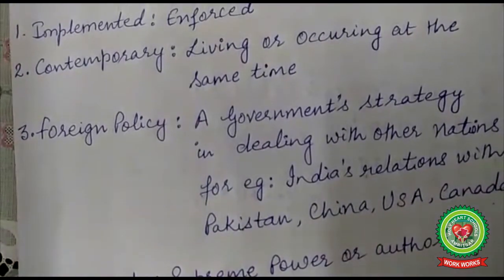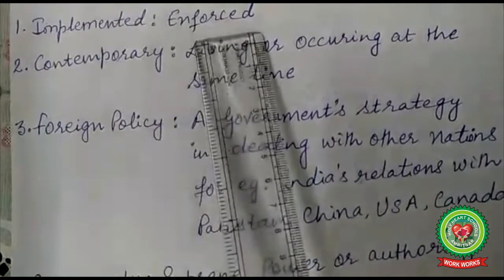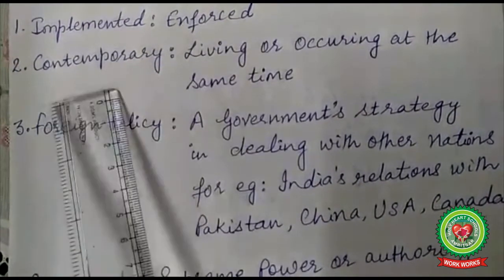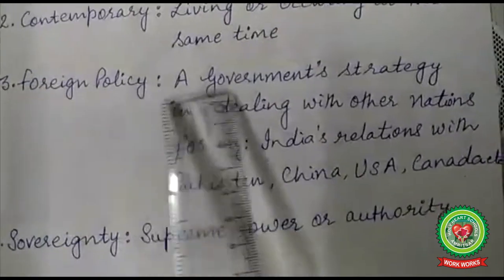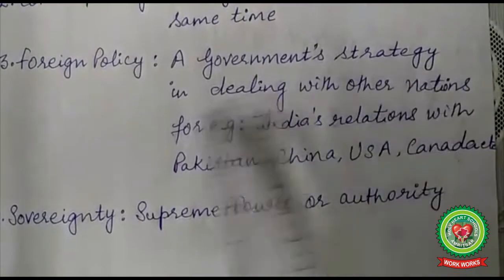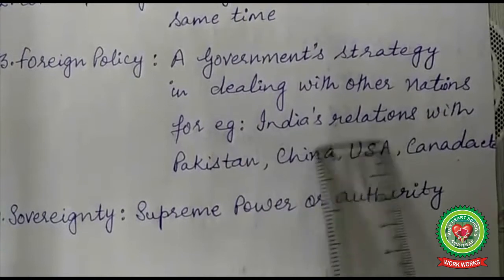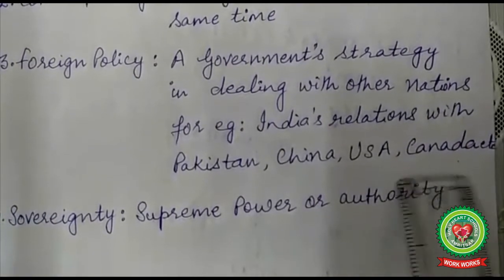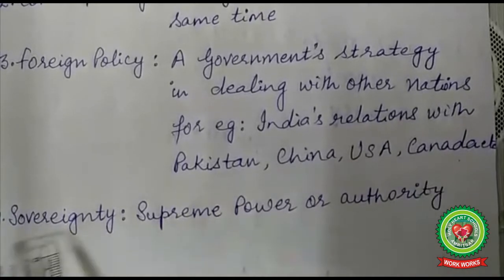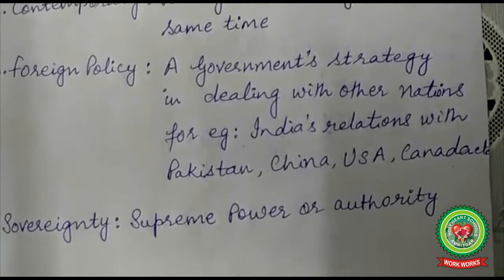The first term is implemented. Implemented means enforced. Next, contemporary: living or occurring at the same time. Foreign policy: a government strategy in dealing with other nations. For example, India's relations with Pakistan, China, USA, Canada, etc. Sovereignty: supreme power or authority.